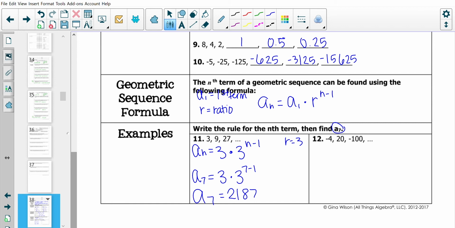Okay. So we have to write that equation. Yes. This will be one of your questions.